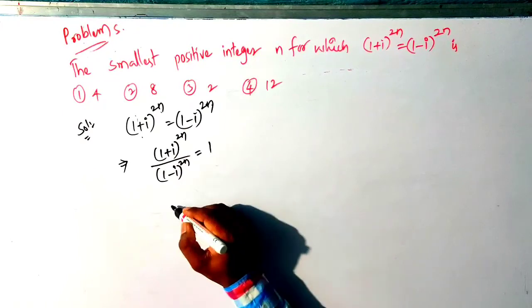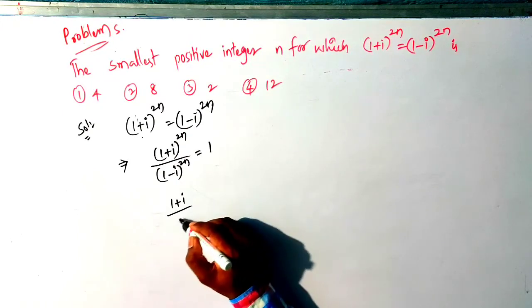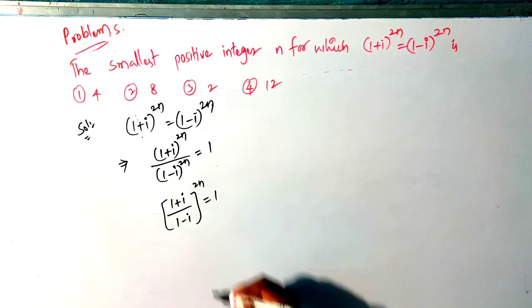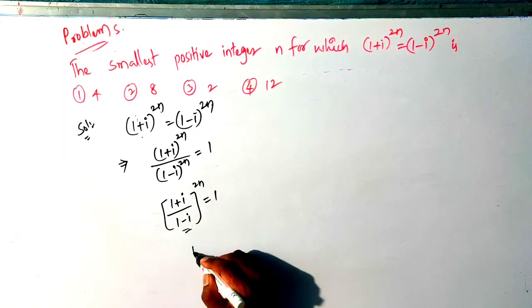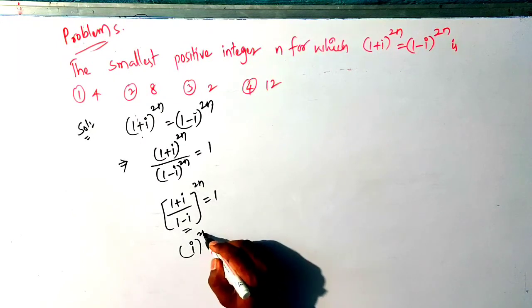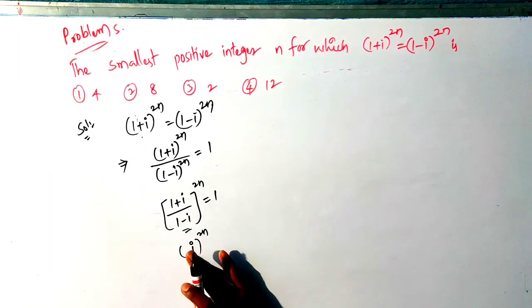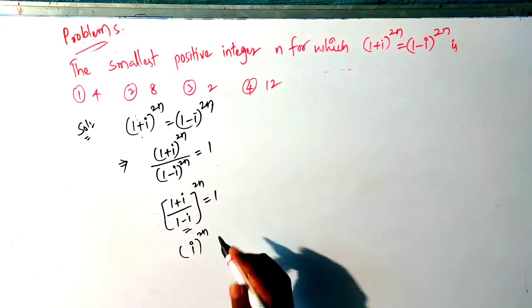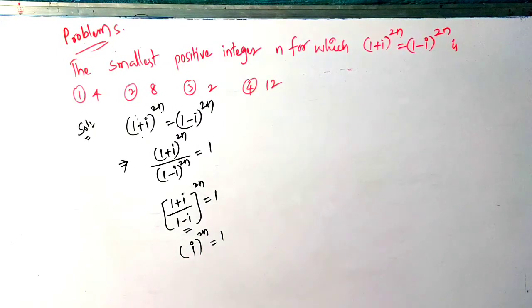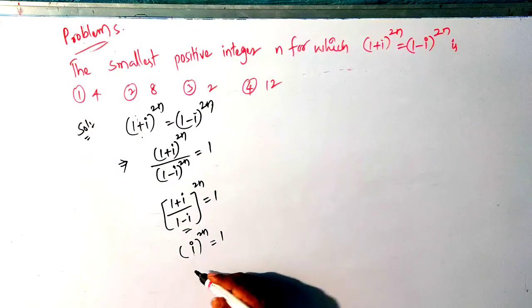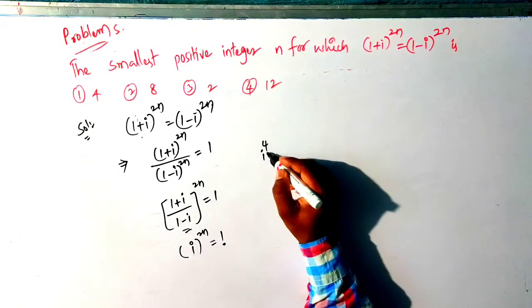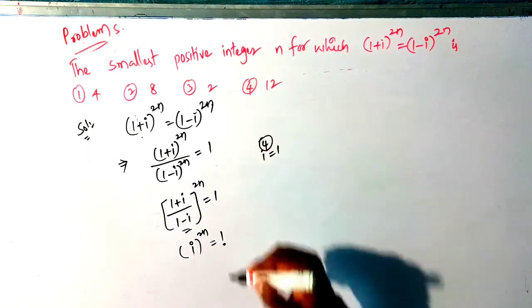Clear? Right now, so ((1 + i) divided by (1 − i))^(2n) equals 1. We know the value of this: (1 + i) divided by (1 − i) is nothing but i, and (1 − i) divided by (1 + i) is nothing but −i. So i^(2n) equals 1 we get here. What is the smallest value for which it equals 1? That is nothing but i^4 equals 1. This is the smallest value.